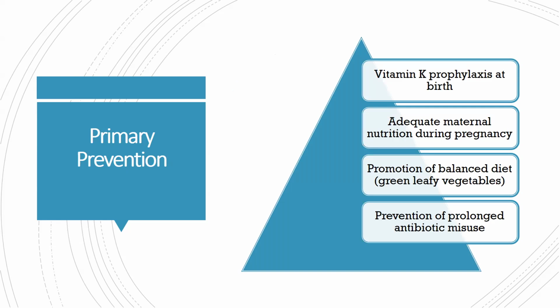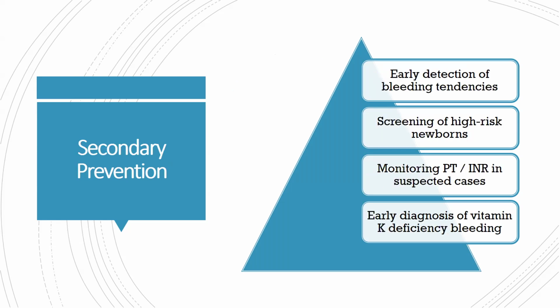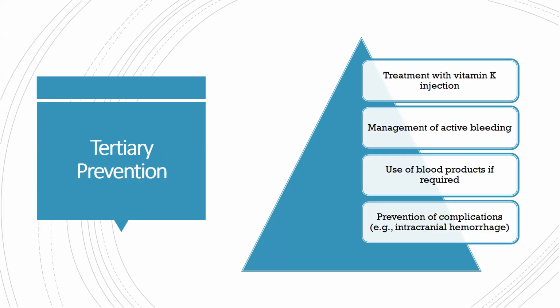So the primary prevention includes vitamin K prophylaxis at birth, adequate maternal nutrition during pregnancy, promotion of balanced diet, and prevention of prolonged antibiotic use. Secondary prevention includes early detection of bleeding tendencies, screening of the high-risk newborns, monitoring with PT/INR in the suspected cases, and early diagnosis of vitamin K deficiency bleeding. Tertiary prevention includes treatment with vitamin K injection, management of the active bleeding, use of blood products if required, and prevention of complications like intracranial hemorrhage, etc.